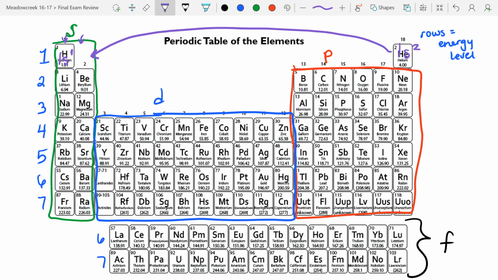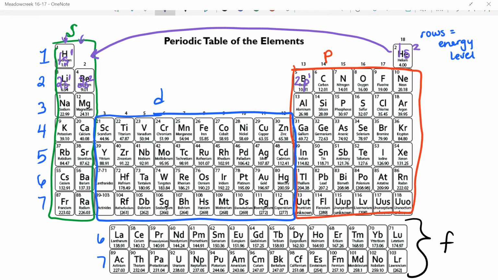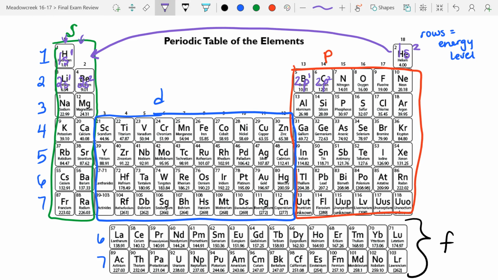The ending configuration for lithium would be 2s1, 2s2. Boron would be 2p1, 2p2, 2p3, 2p4, 2p5, 2p6, and so on.